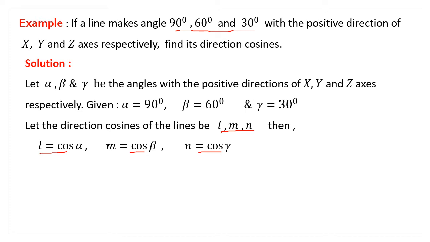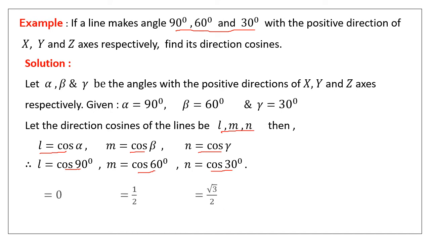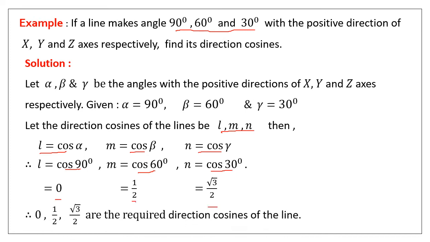We know the angles alpha, beta, gamma. Substitute there. So L equals cos 90, M equals cos 60 and N equals cos 30. We know the values of cos 90, cos 60 and cos 30. So we have L equals 0, M equals 1 by 2 and N equals root 3 by 2. So 0, 1 by 2, root 3 by 2 are the required direction cosines of the line. Such examples are asked for MCQ for 2 marks.